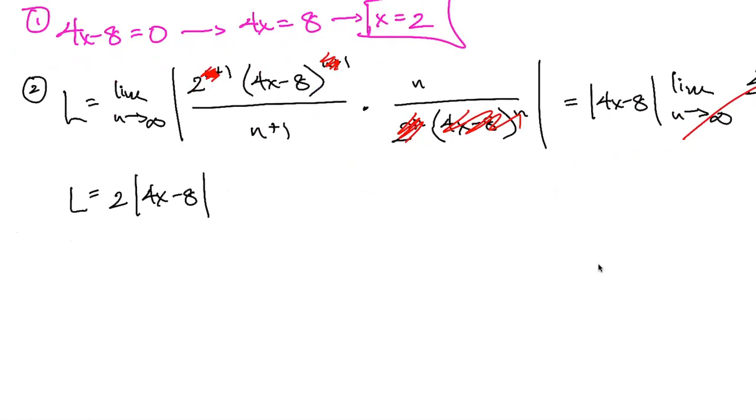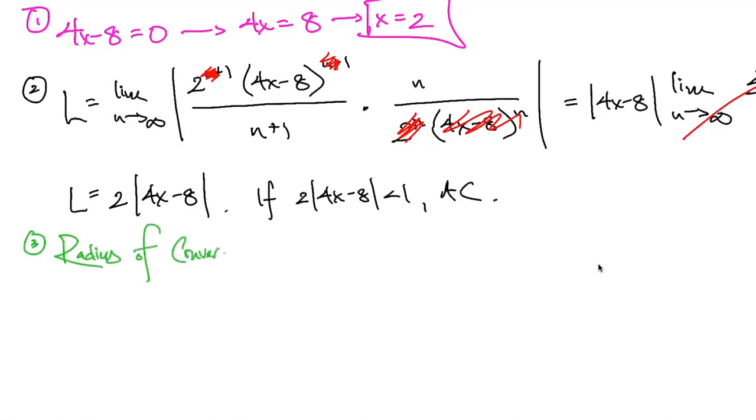And again, if L is less than 1, we know that it absolutely converges. If 2 times the absolute value of 4x minus 8 is less than 1, then we get absolute convergence. Okay? And that's what we're going to use to help us find our radius of convergence and subsequently our interval of convergence.